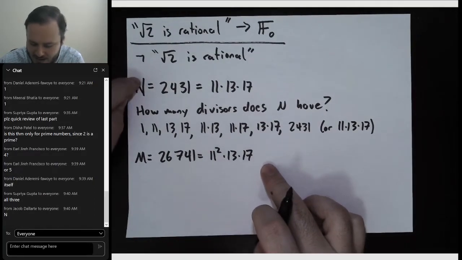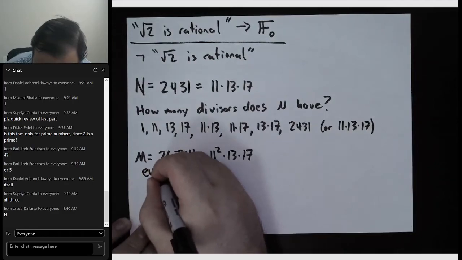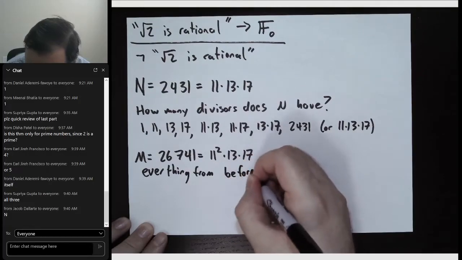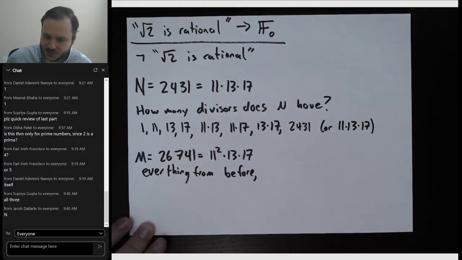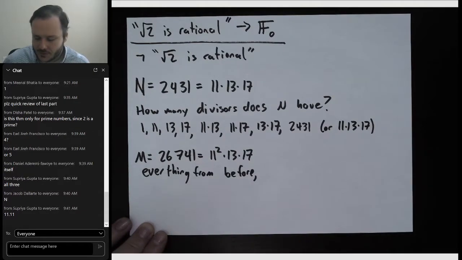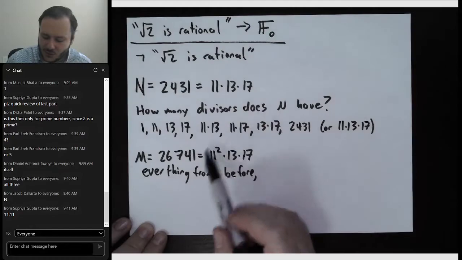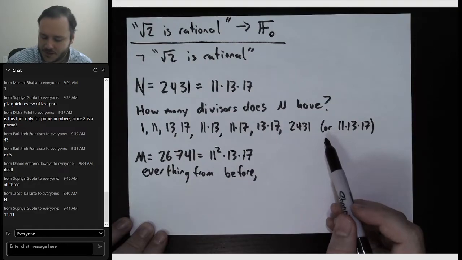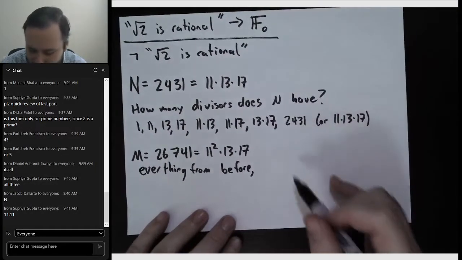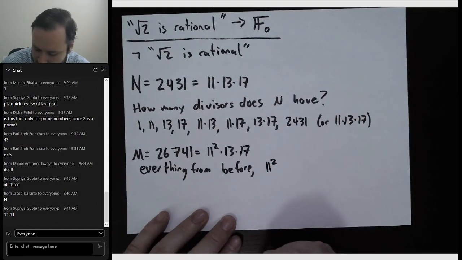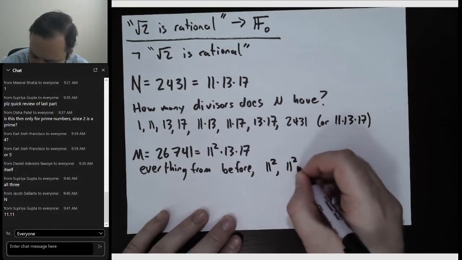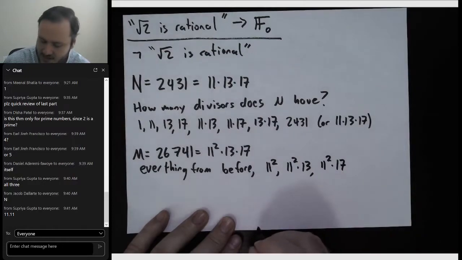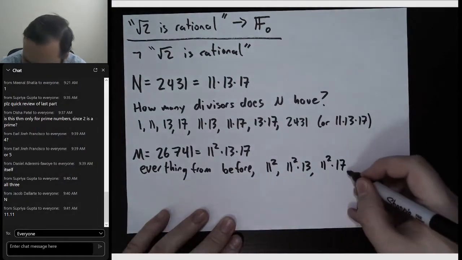And so how am I changing my list? I have everything from before. But what are my new divisors? The new ones are the ones that have 2 copies of 11. None of these had 2 copies of 11 in them. So anything here that has 2 copies of 11 I want to include. So also 11 squared. Also 11 squared times 13. Also 11 squared times 17. And the last one is m itself.